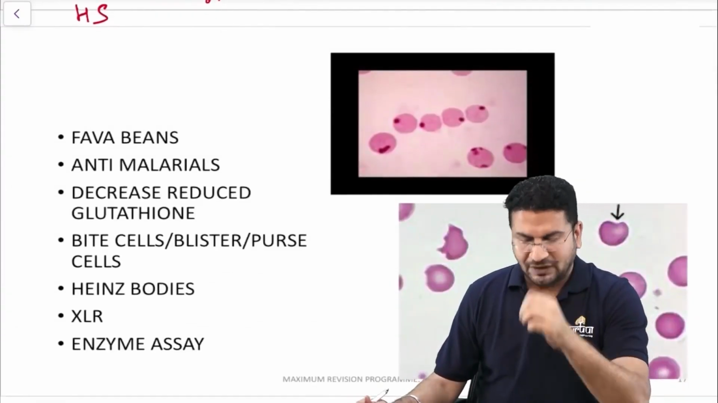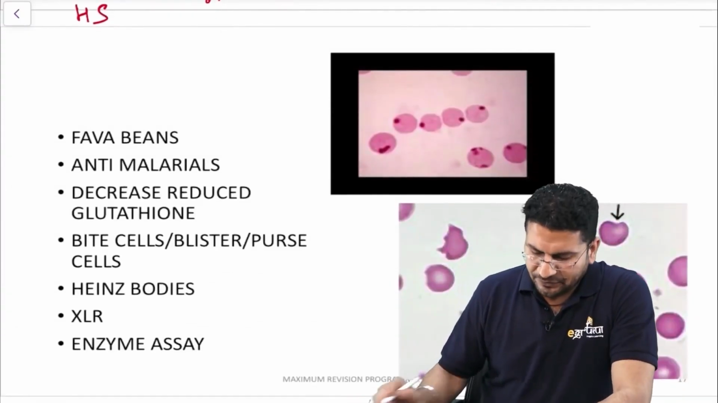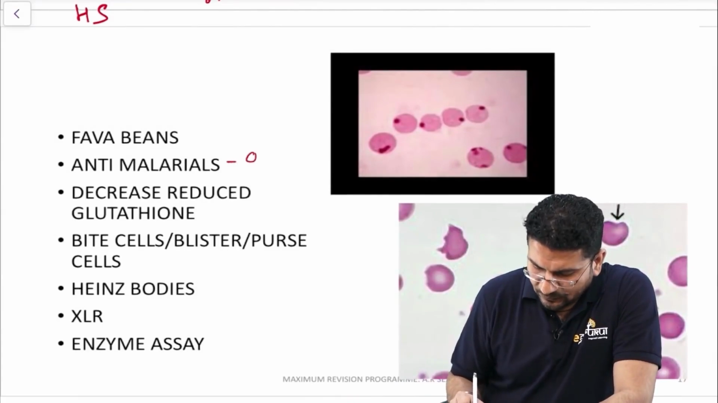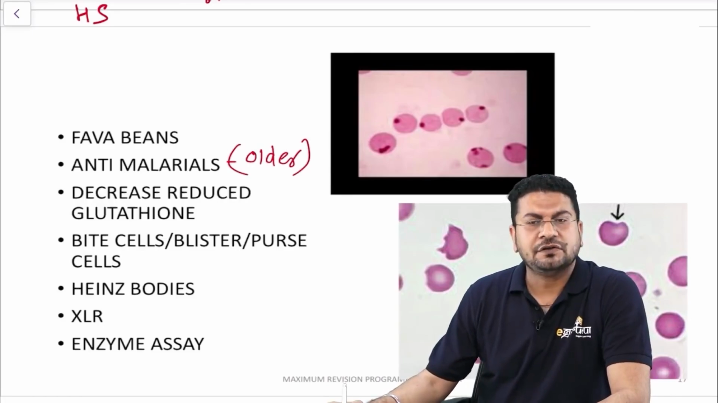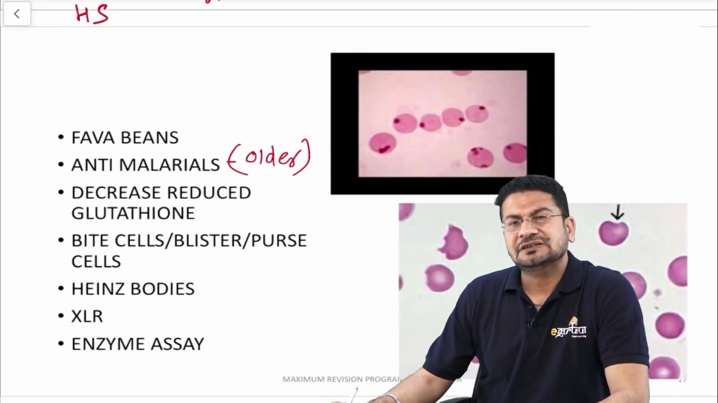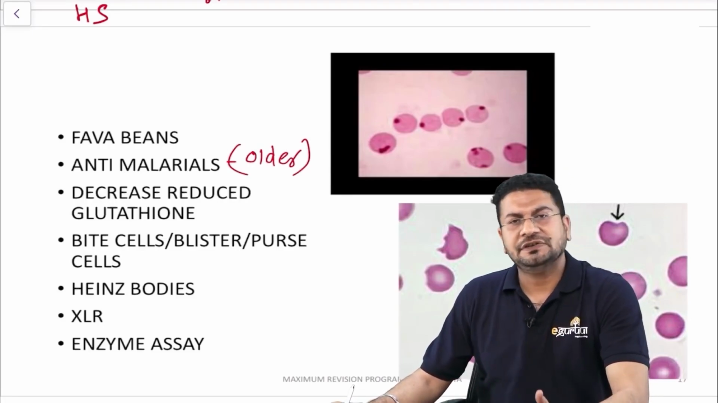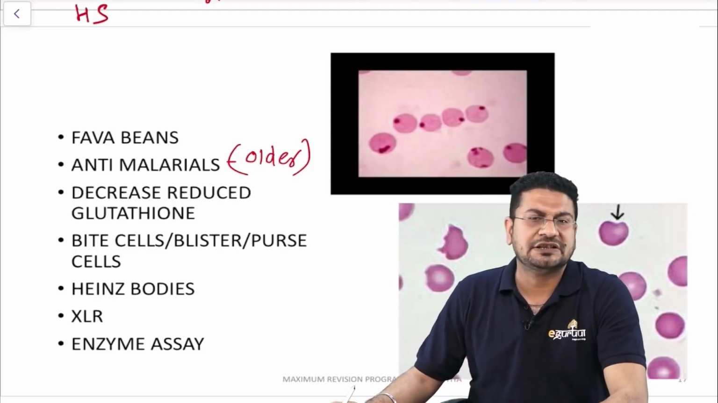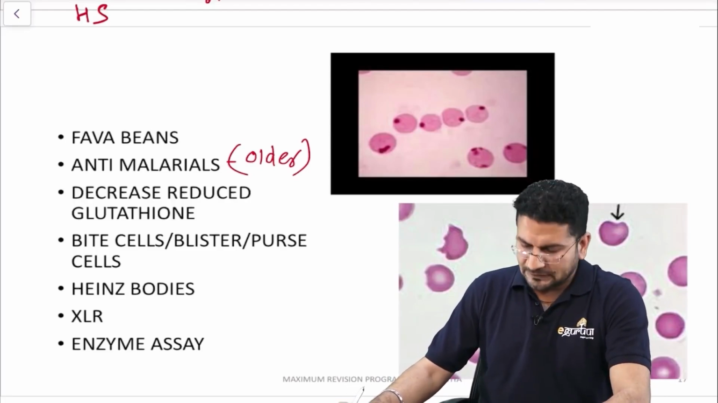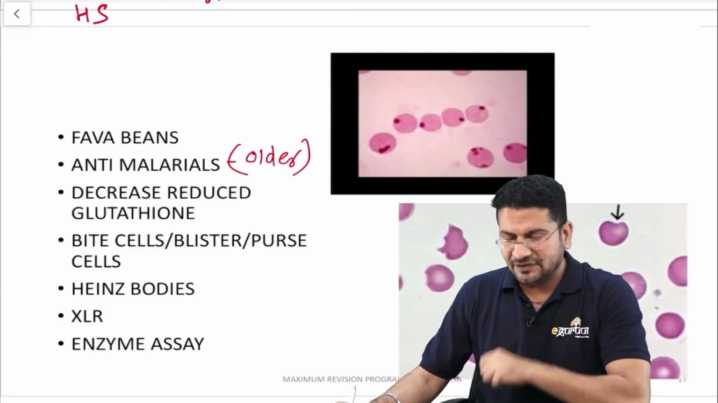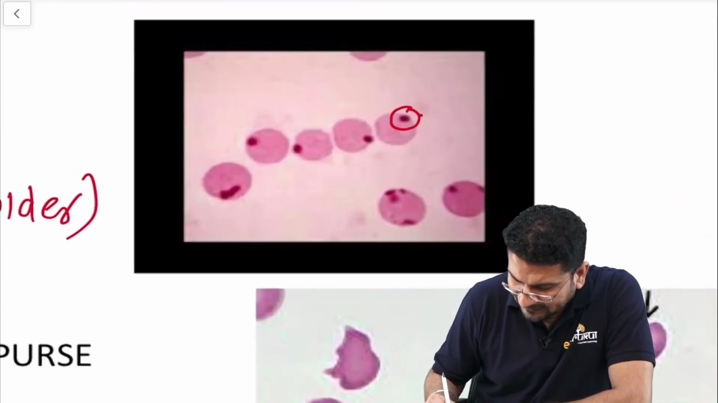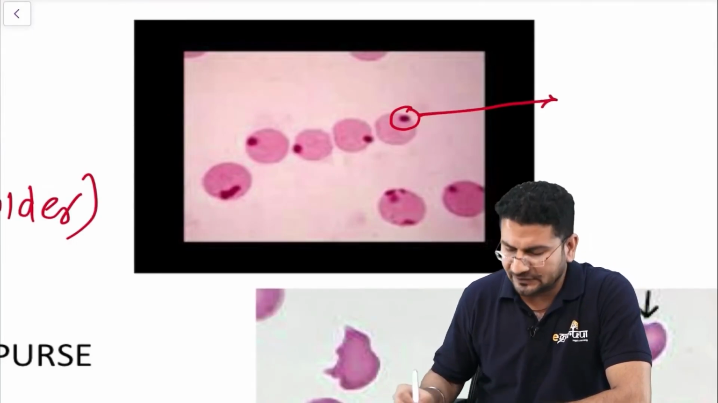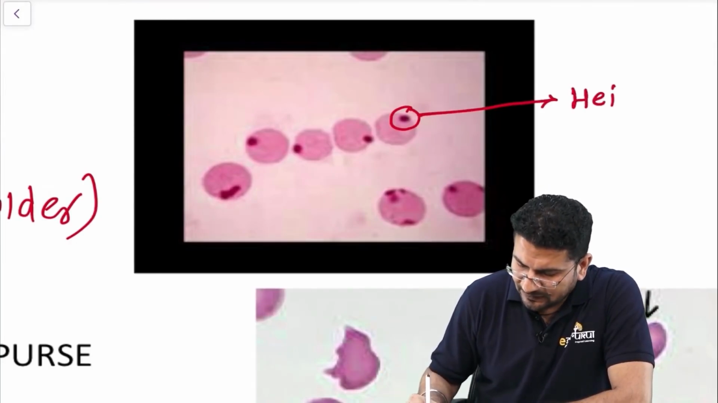Okay, it can be due to fava beans, sometimes due to older antimalarials. Older means quinine derivatives. There will be decreased production of reduced glutathione. So this glutathione will no longer protect your RBCs, so RBCs are more prone to oxidative stress. You can find in histopathology that hemoglobin will precipitate within RBCs. You can see the pink discoloration with the supravital stain. This is what we call Heinz body.